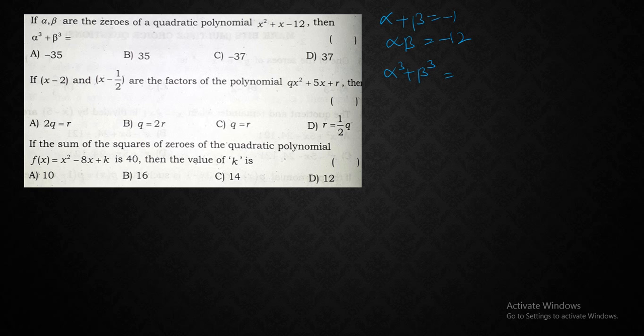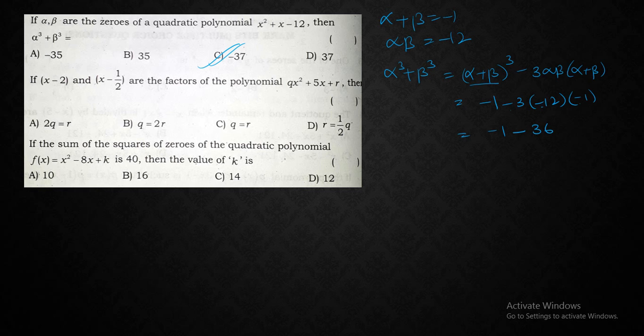So alpha cube plus beta cube I can write as alpha plus beta whole cube minus 3 times alpha beta into alpha plus beta. When I substitute the values, minus 1 whole cube is nothing but minus 1, minus 3 times alpha beta, which is minus 12, into minus 1. So minus into minus is plus, and with the minus 3 overall it is minus. 3 12s are 36. So minus 1 minus 36 is minus 37.